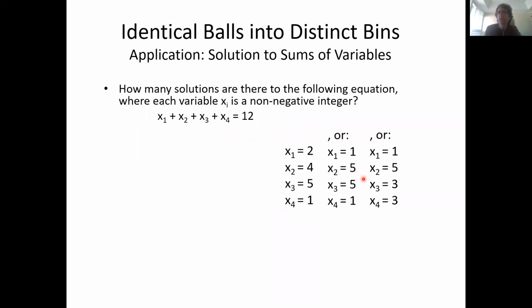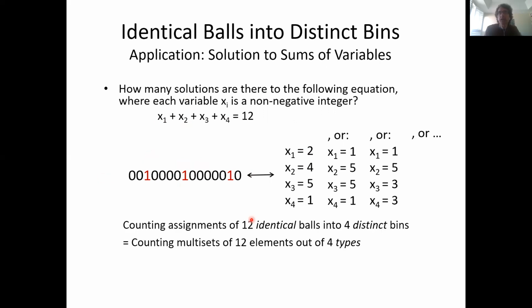So each of these solutions can be encoded, like how many units I put into x1, how many units into x2, etc. So for example, this one is encoded like this. So it's 15 choose 3: number of units plus number of flavors minus 1, choose number of flavors minus 1. Okay, so very natural type of question, and it's the same combinatorial problem in the end.